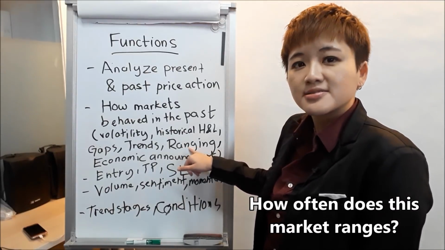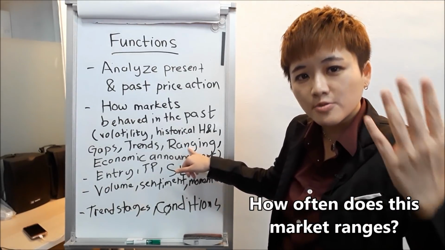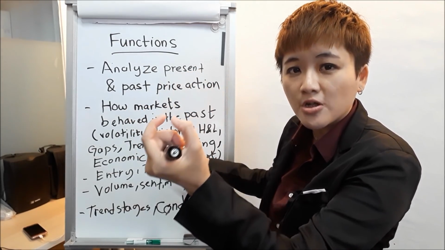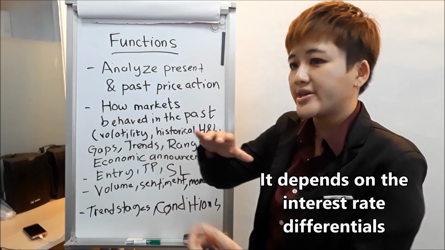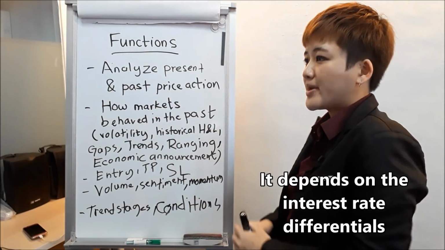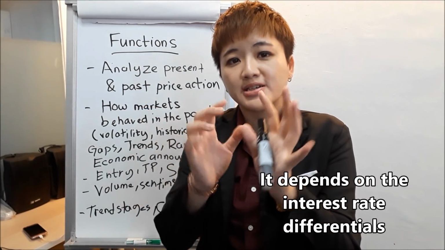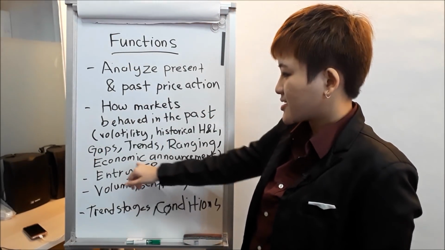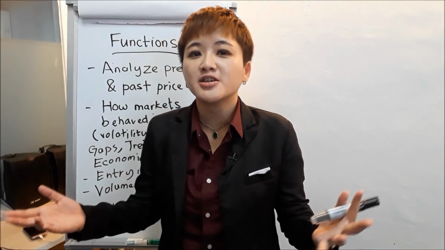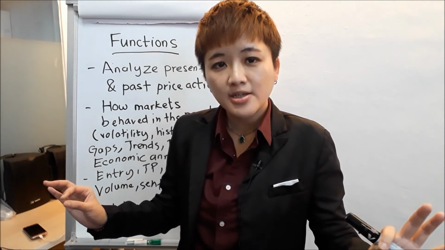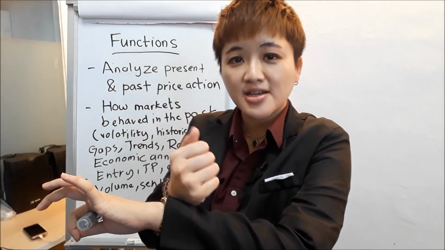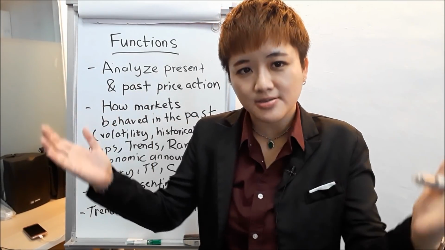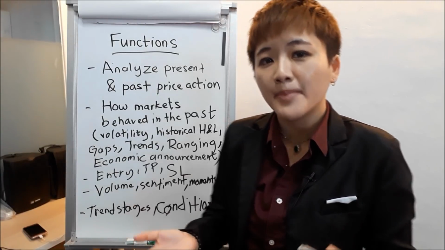How often does this currency pair or market range? When the interest rate differential between two currencies is very small, the currency is going to range more as compared to a currency pair in which the interest rate differential is very large. When there's an economic announcement, political speeches, situations going on, how does it react to all of these things? Or does it not react much?